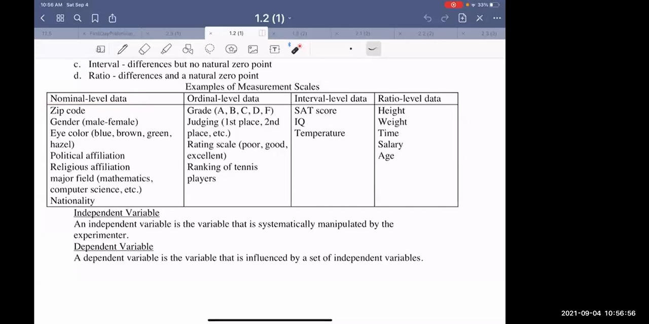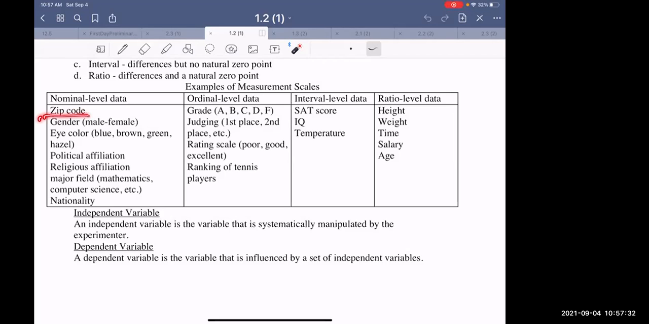For nominal level data, take zip codes. Zip codes are nominal. There's no order to zip codes. If you've looked at zip codes, they're all over the place. Your zip code and the guy's across the street might look totally different. And so zip codes don't have any real order to them. But you can tell what zip code you're in.